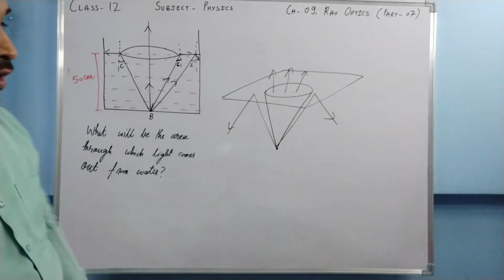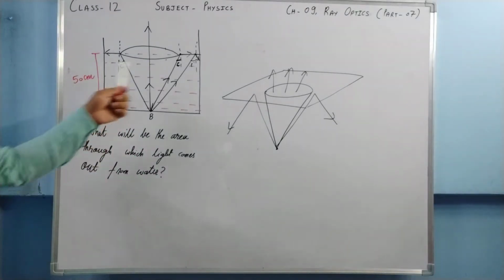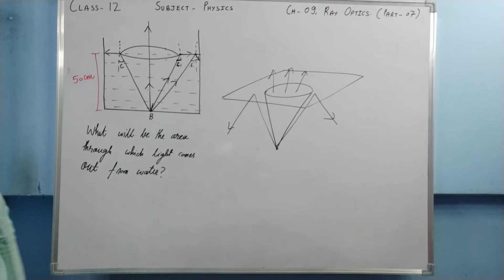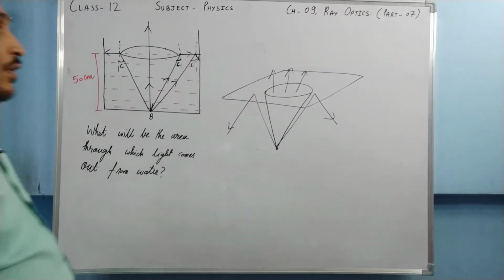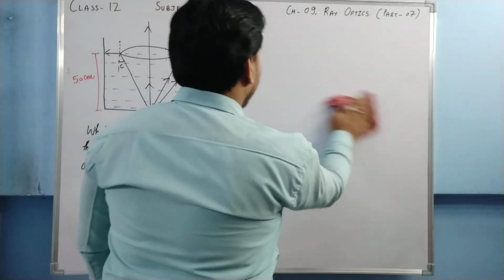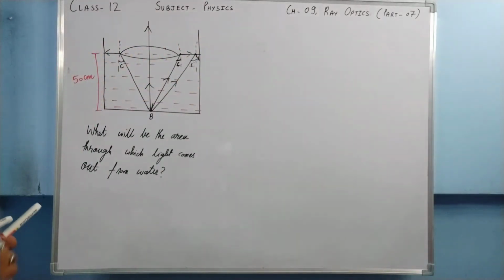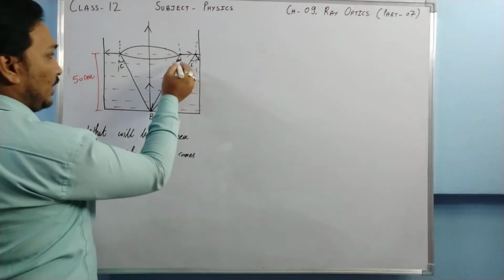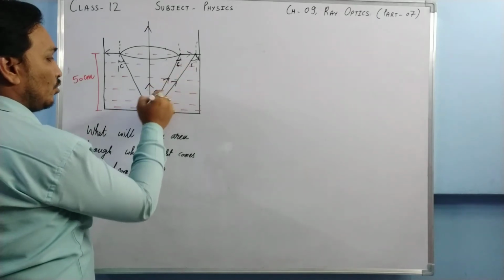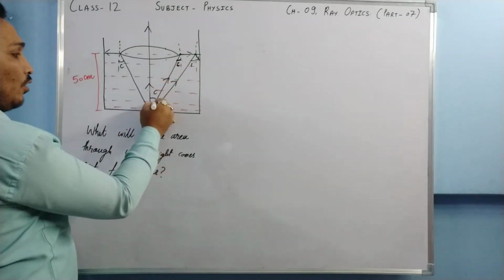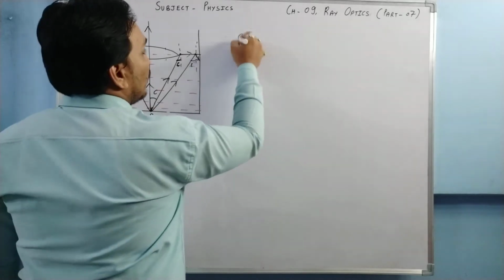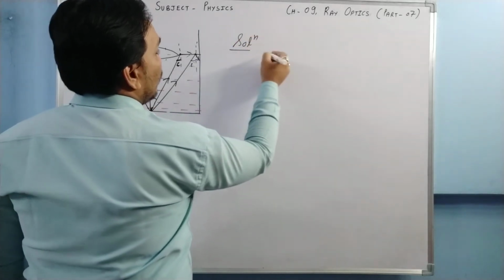So from here we need to find out the area of this circle, because this is the area through which the light is coming out, and for calculating the area we must know the radius. So let us try to find out the radius. If this angle is C, the critical angle, then this angle is also C. First of all, let us try to find out C.